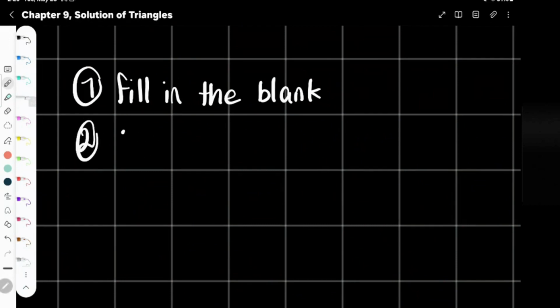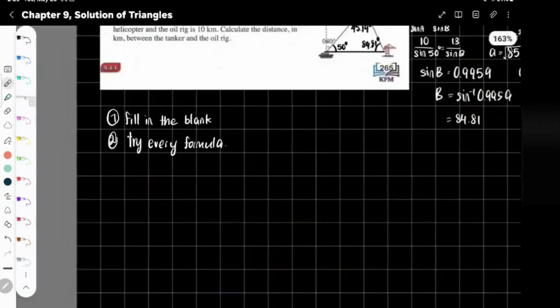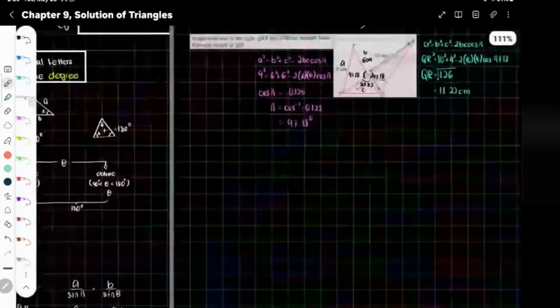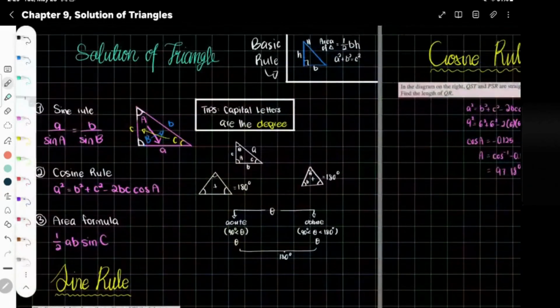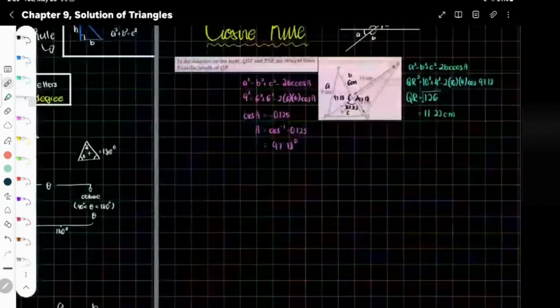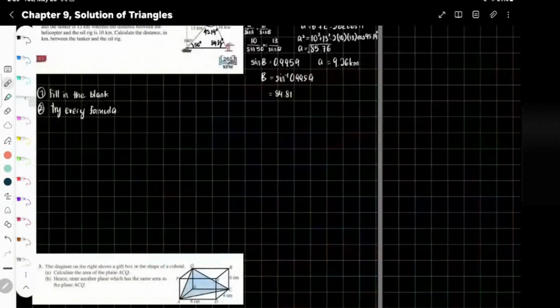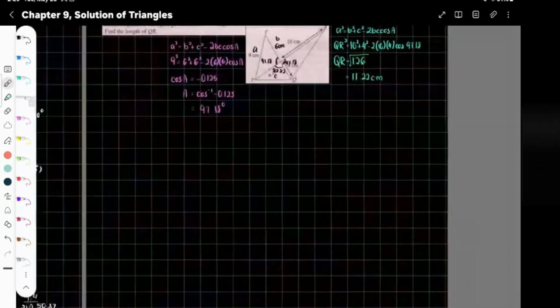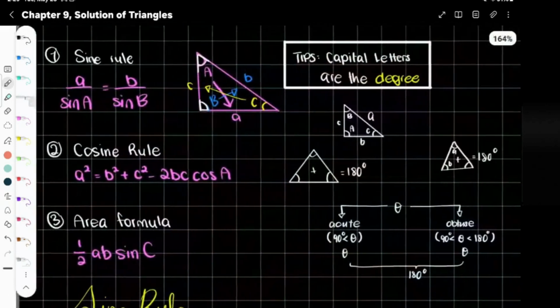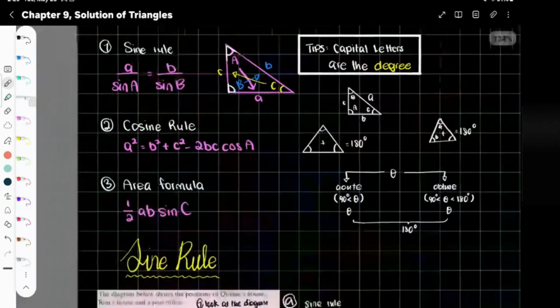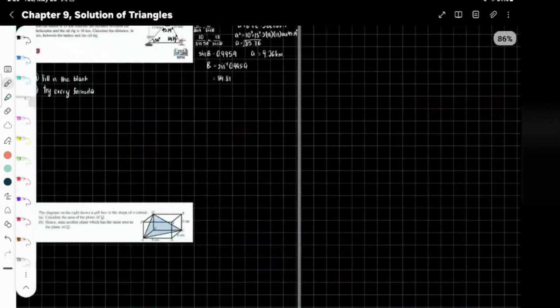So try every formula. Okay, every formula. Of course, this chapter does not only have this thing here. There's also another part of this chapter that I'm not going to touch on, because it is confusing, and they rarely ask. And if they do, most of the time it will be the thing that we learned today: sine rule, cosine rule, and the area formula. So don't worry about the other part.